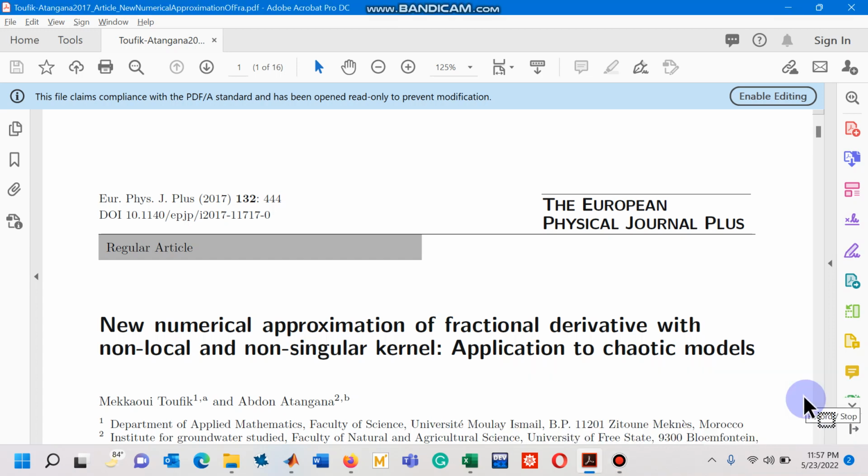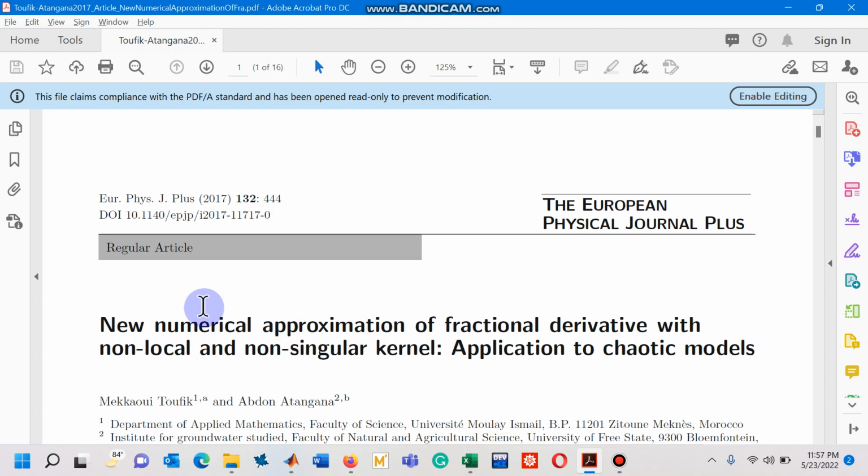Hello viewers, in this video I am going to explain how to design a MATLAB code for a system of fractional order ordinary differential equations in which the differential equations are defined under the Atangana-Baleanu operator in the Caputo sense. So the numerical scheme is given in this research paper.